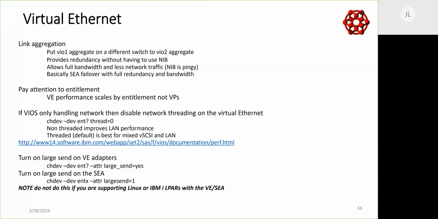By default, Ethernet has precedence over virtual SCSI and storage. So when you're running them both in the same VIO server, you need to let the threading default so that they each get a fair share. If it's only handling the network because you've got your storage going through a different VIO server, then that's when you could turn off the threading. And there's a number of links here about all that.